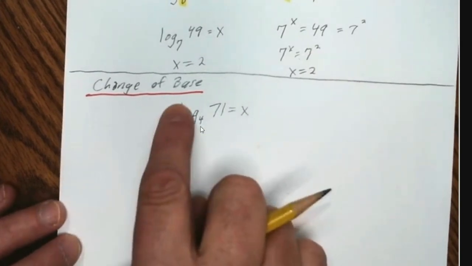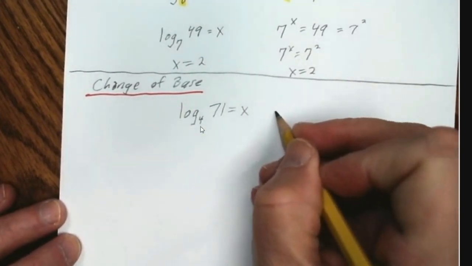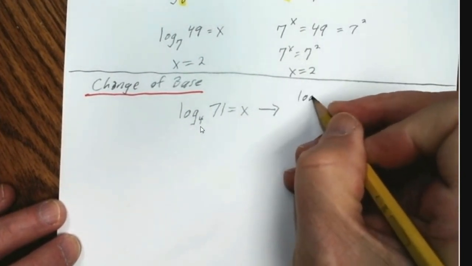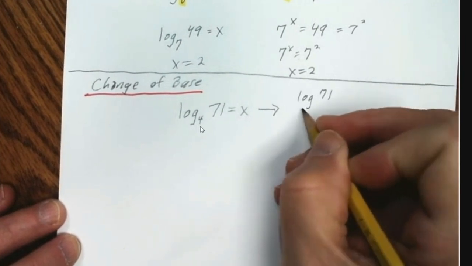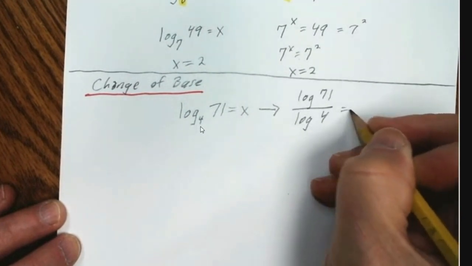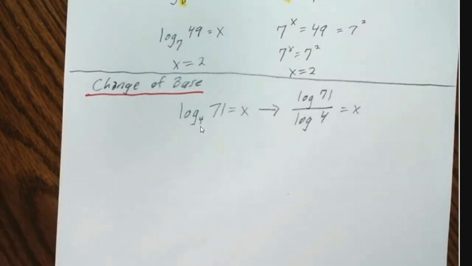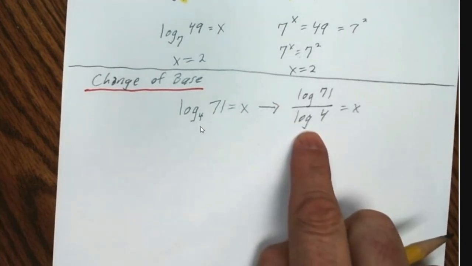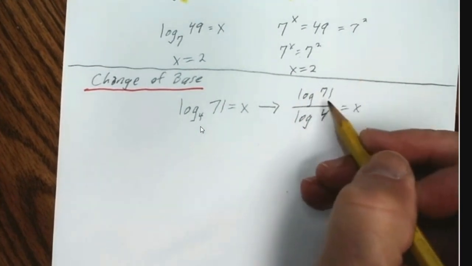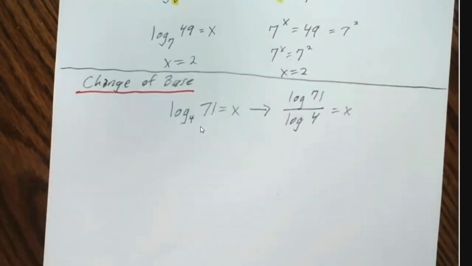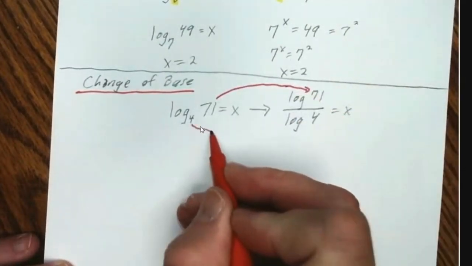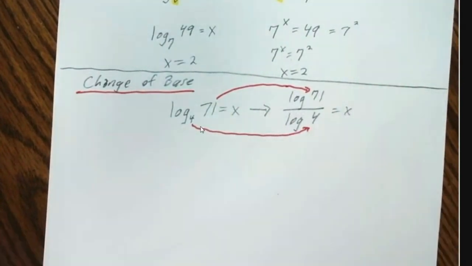Well, with the change of base, I can rewrite this as log 71 divided by log 4 equals x. What base are these? Those are base 10 because I didn't write anything. If I don't write a base number, these are base 10. So it's taking the argument and it becomes the argument at the top and the base becomes the argument at the bottom.